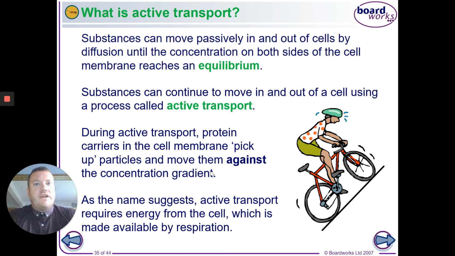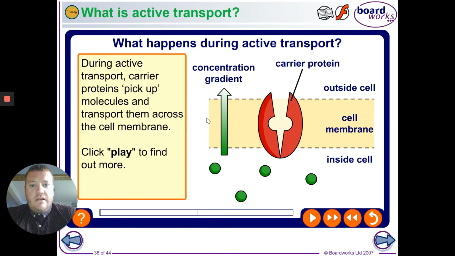Now, because that's not a natural process, that's not a passive process, it's something that's hard to do, it requires energy. Okay, so that's why the name active transport as opposed to passive comes from. It means that it needs energy in order for it to happen. Okay, now it won't just happen through gases and liquids and through semi-permeable membranes like it does in diffusion and osmosis.